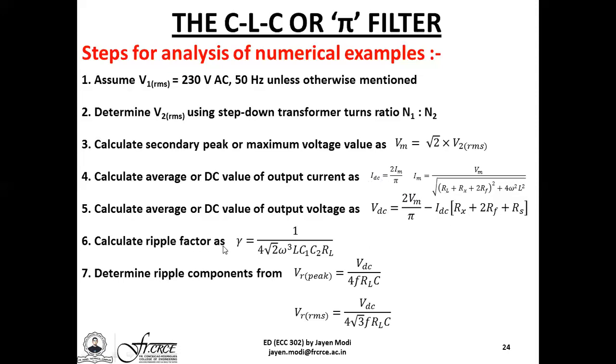Ripple factor calculation is completely independent of any voltage or current because it is given by gamma is equal to 1 upon 4 root 2 omega cube L C1 into C2 into RL.